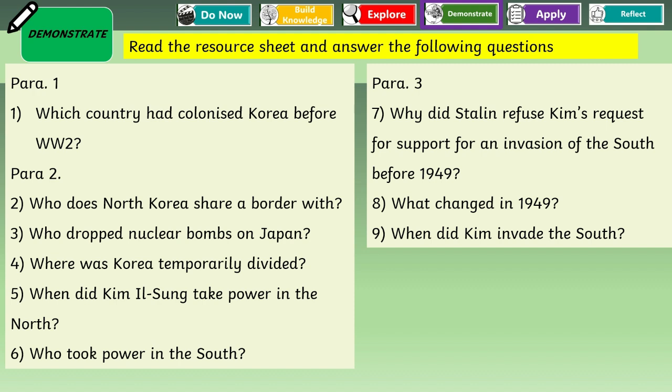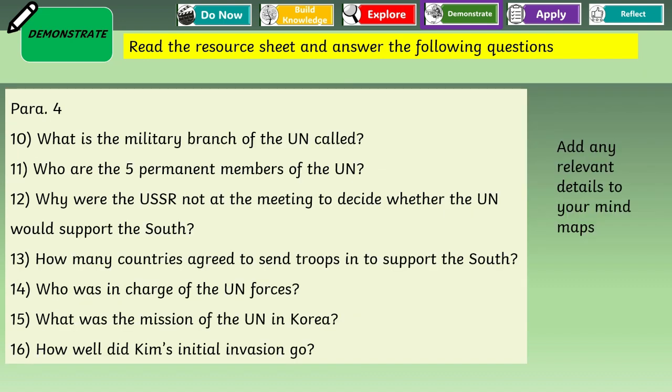In paragraph 3, question 7, why did Stalin refuse Kim's request for support for an invasion of the South before 1949? So you're looking for what are the 3 reasons that Stalin said no, before the end of 1949 or start of 1950. Question 8, what changed in 1949? So how did things change? Question 9, when did Kim invade the South? So we're looking for the full date, not just a year on that one.